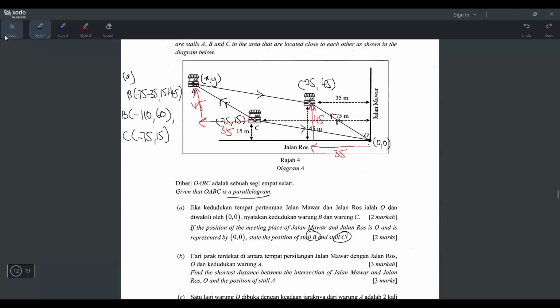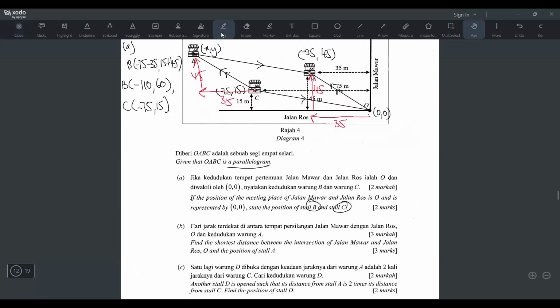If you want to use the midpoint method, can also, you will end up getting the same answer. So the midpoint method, how you do it? You find midpoint of AC. But the midpoint of AC will be the same as the midpoint of OB. So you find midpoint of OB, and then compare with the midpoint of AC, and then you find the XY, and then you get this also, right? So yeah, can also.